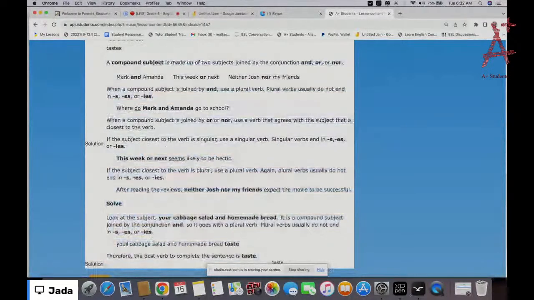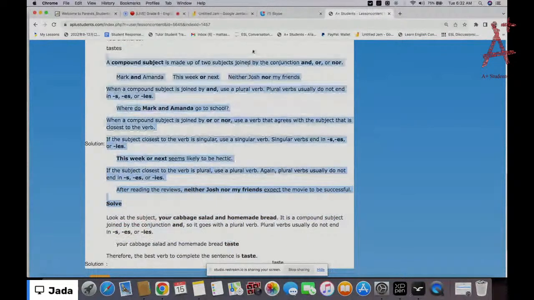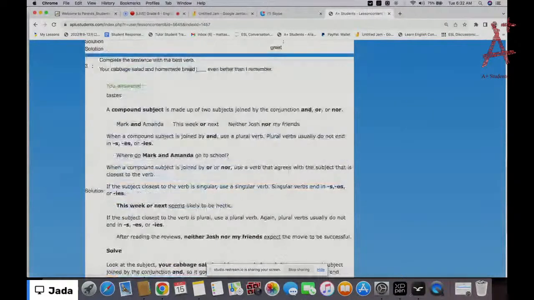So in this sentence, your cabbage salad and the homemade bread is joined by and. So automatically, this is a plural subject and we need a plural verb. The plural verb is going to be taste. So your cabbage salad and homemade bread taste even better than I remember. If you put tastes with an S, it's going to be incorrect.